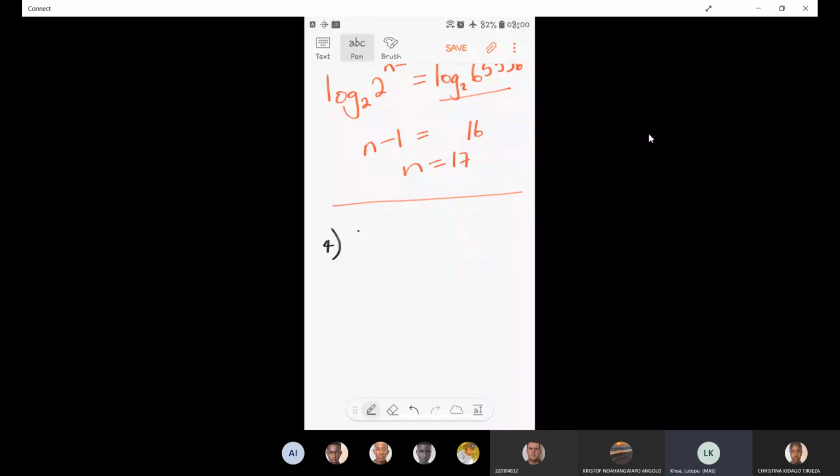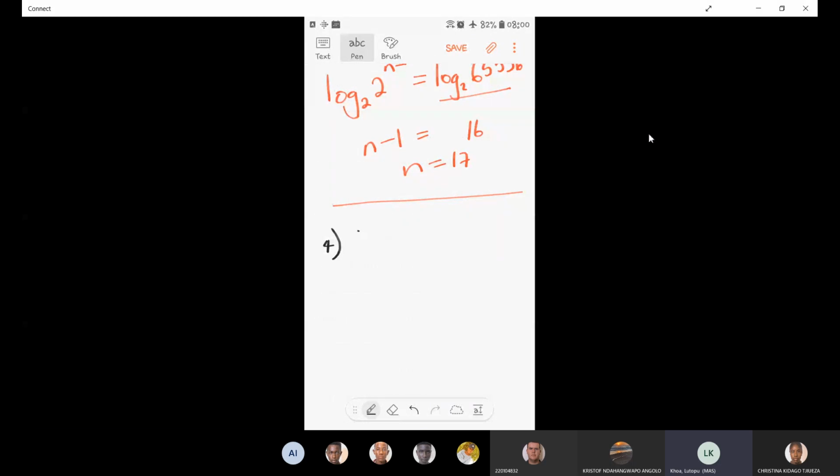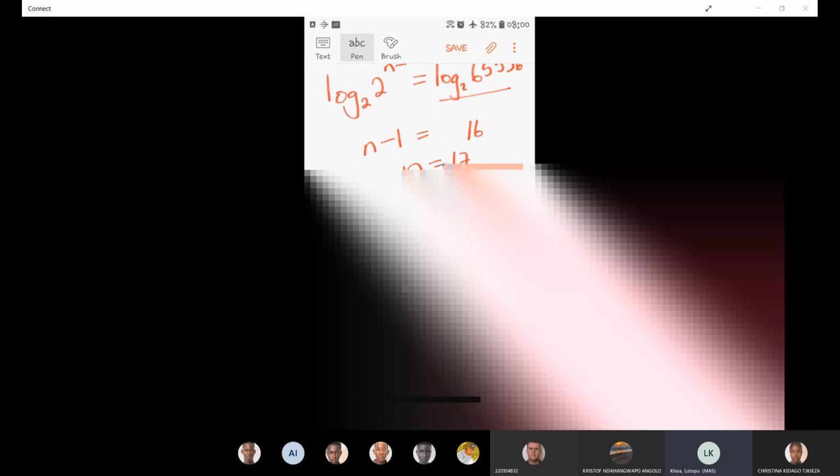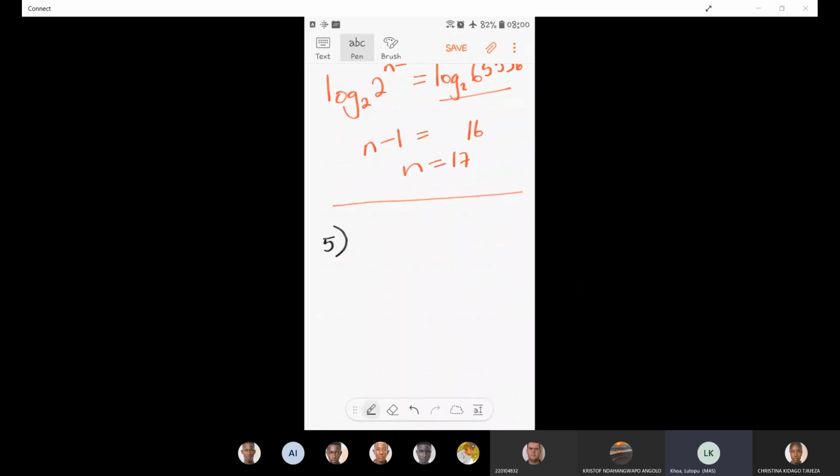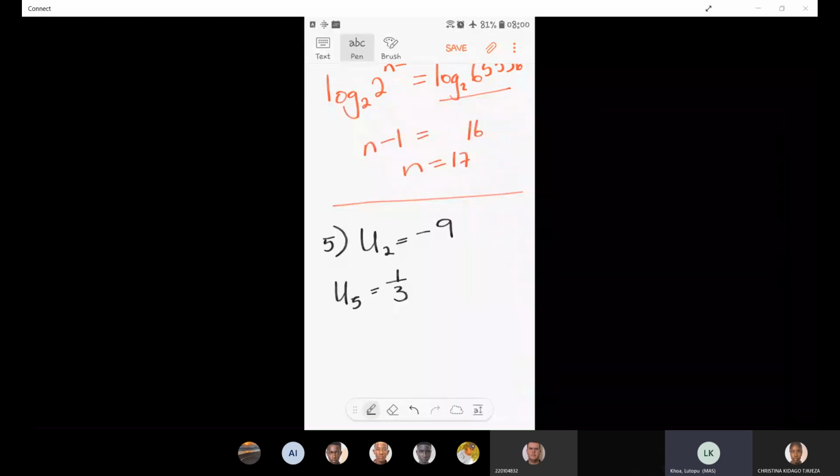Okay, then number 4, no, this was number 4, now number 5. Number 5 says find the sum to infinity of the GP having a second term. So we're told that the second term is equal to -9, and the fifth term, U5, is equal to 1/3. So we're told to find the sum.